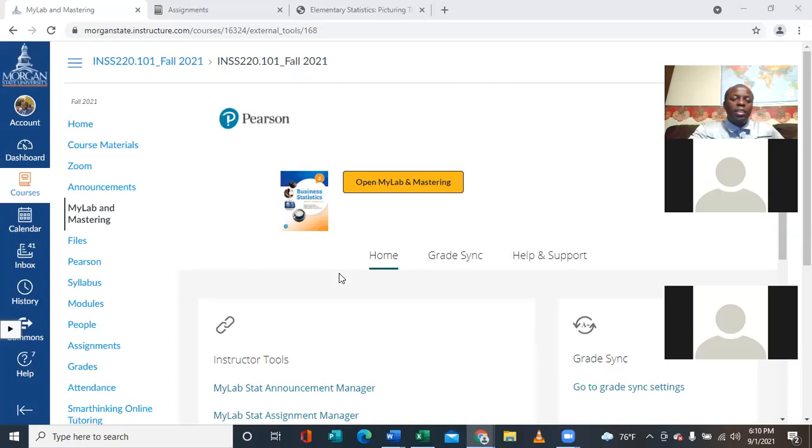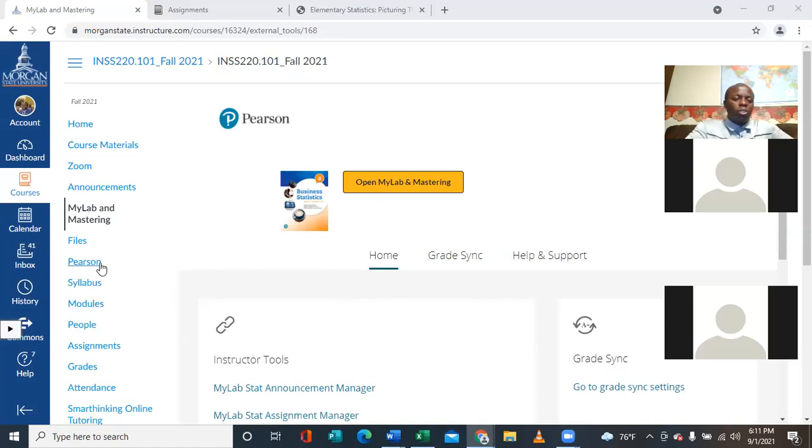Now, having explained how to get access to MyLab and Mastering for your homework and tests, I'm going to show you one more thing. When you finish your homework in MyLab and Mastering and get your grades, they may not enter your gradebook immediately. Sometimes it doesn't enter directly. So if you don't see a grade in the gradebook in Canvas after you finish, don't panic, because I'm going to transfer the grades to the Canvas gradebook.